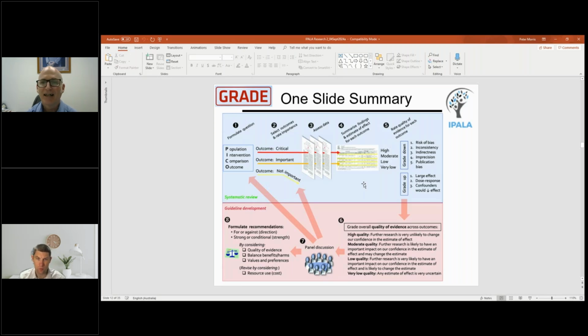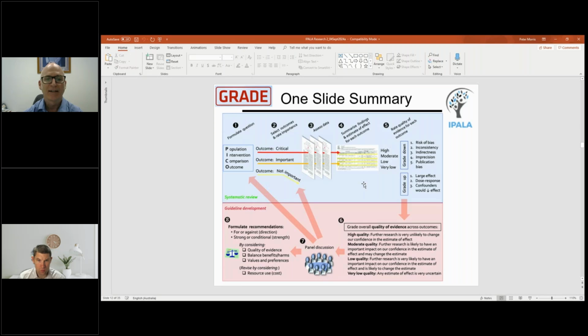And then your next step is an important one, and it's looking at the certainty of the evidence for each outcome. Randomized controlled trials start as high certainty but can be graded down to low or very low certainty. And observational studies start at low certainty but can be graded up to moderate or high certainty. Once you've got your overall certainty of evidence, and again, there are 4 categories: high, moderate, low, and very low.